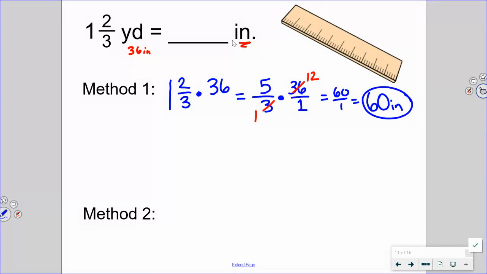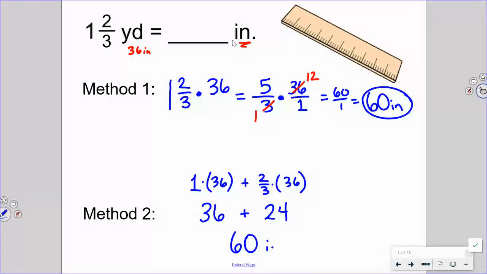Now let's try that other method, shall we? Where 1 yard is 36 inches. And then a part of a yard, or in other words, part of 36 inches. Now, to do this simply, yes, you could use cross-canceling, but I would challenge those of you trying this method to do so mentally. 1/3 of 36 is 12. So 2/3 of 36 would be 24. Go ahead and add those up, and you will have the same answer.